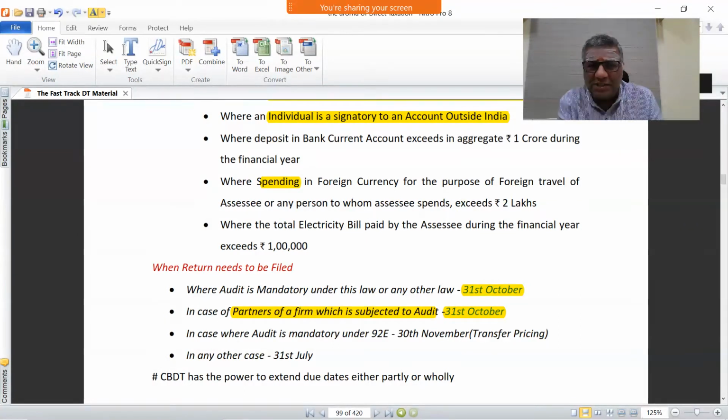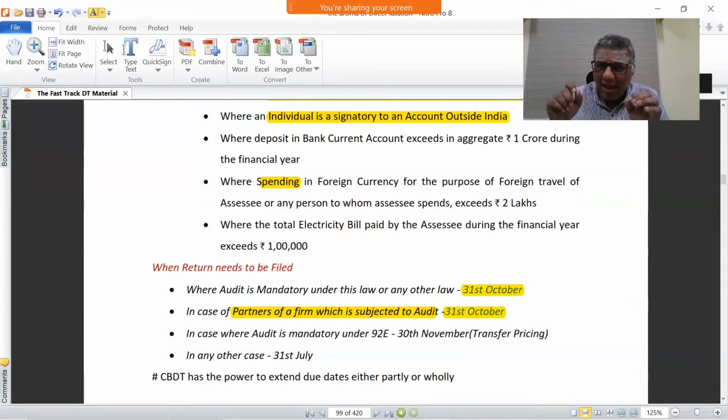What are all the benefits? We are very much clear about the benefits. They cannot claim 80I deduction, because for claiming 80I you have to file the return within the due date. They cannot carry forward losses. They have to pay interest under section 234A and fees under 234F. Sometimes penalties can be levied on them.